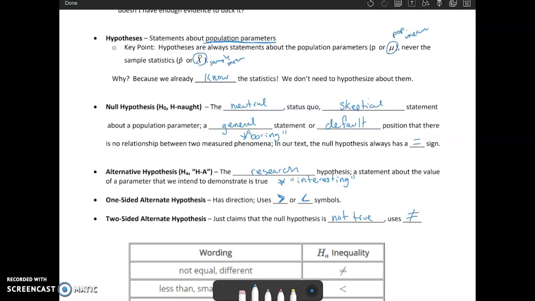So we can be specifically interested in seeing has there been an increase or a decrease, or is there higher or lower? We can be very specific, or we can be more general and just say, we just don't think this is true anymore, and we don't really care what direction it went.